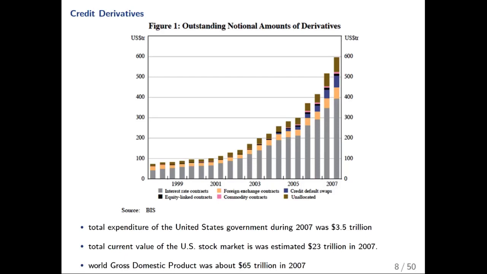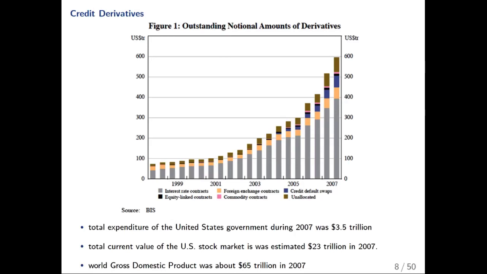To put it in context, how big is it? Well, the total expenditure of the US government in 2007 was $3.5 trillion. That's versus $400 trillion, so it's more than 100 times the expenditure of the United States. The total value of the US stock market in 2007 was 23 trillion. And the total value of gross world domestic product was 65 trillion. So the notional amount outstanding in the interest rate market before the financial crisis far exceeds world GDP.